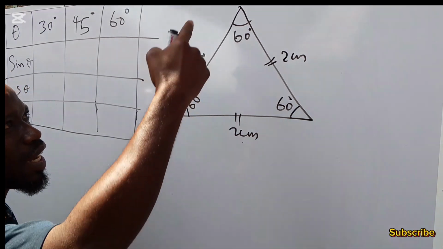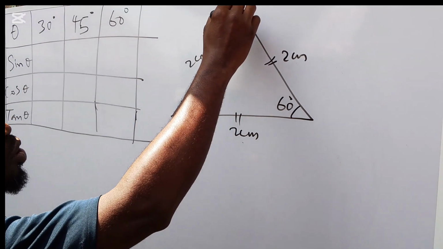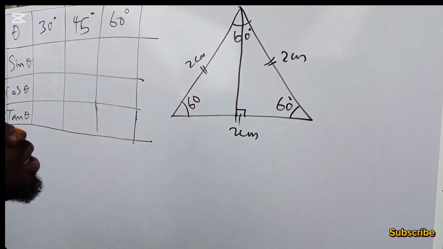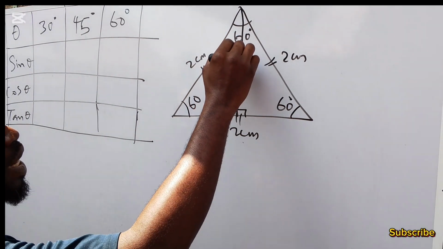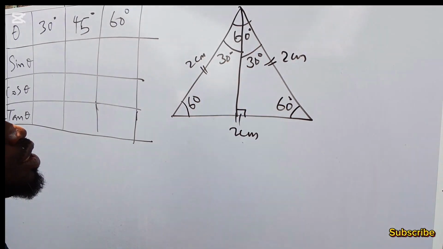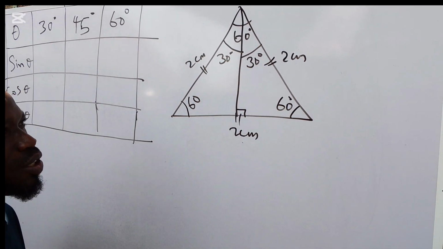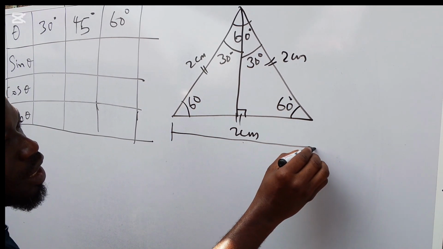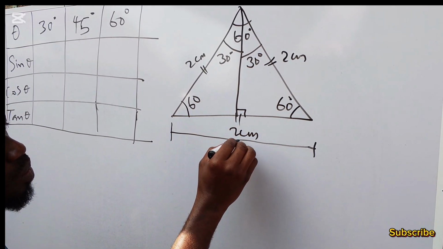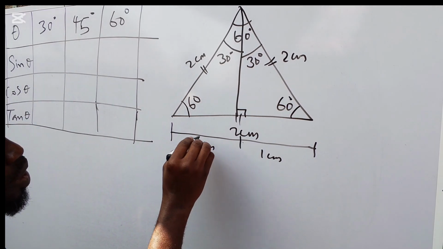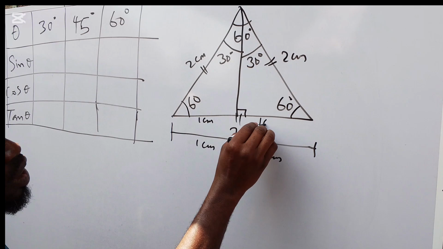So once you draw an equilateral triangle, you want to divide it into 2 with a perpendicular line, such that this side is divided to 30 degrees and this side to 30 degrees. All right. So once you got that, it means this side of 2 centimeters is now divided: this side is 1 centimeter and this side is 1 centimeter.